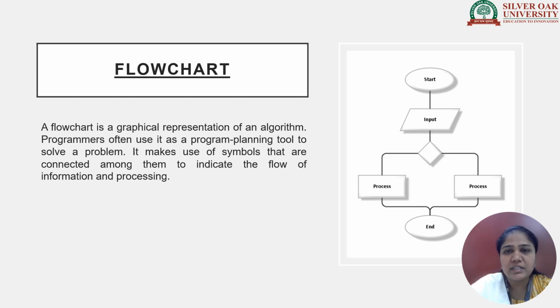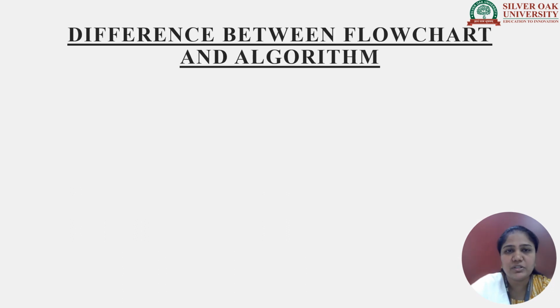Like in the figure, you can see the start is in one symbol. Then after, we have a specific symbol to get the input. Then there is a diamond shape. That diamond shape indicates that we are supposed to check a particular condition. If the condition is true, we need to follow the left route. If it is false, we go to the right route. And finally, we end the whole process. So algorithm is written statements while flowchart is a graphical representation.